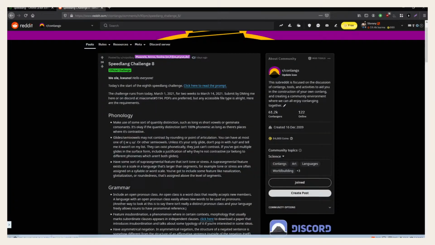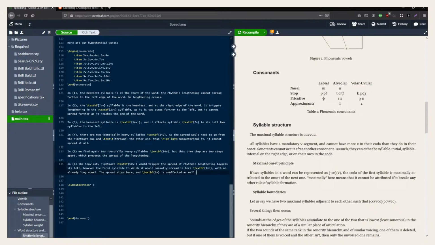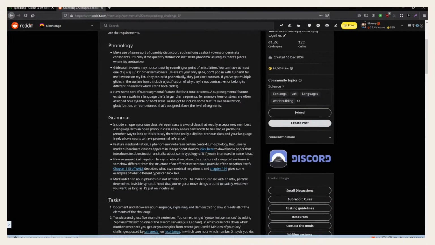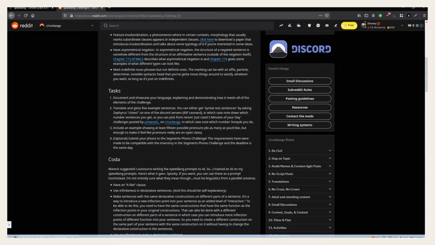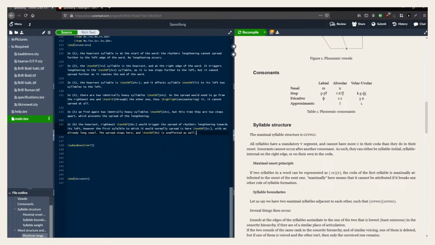You know what, I think I'm actually going to take this challenge from my comment and submit this article to the phonology one. Submit your phonology segments phono challenge. Oh yeah, that's only if I had taken the inventory in the segment phono challenge. So I might actually just make it into an article for the phono issue.